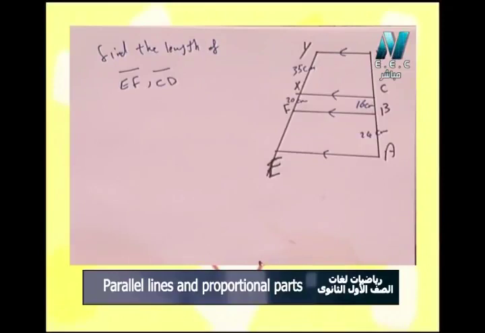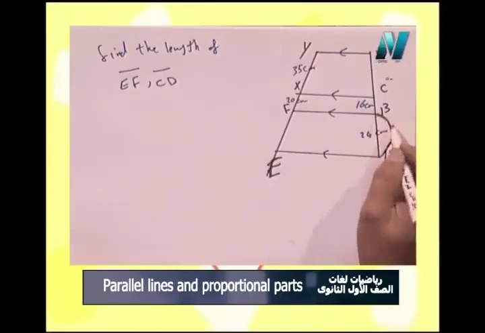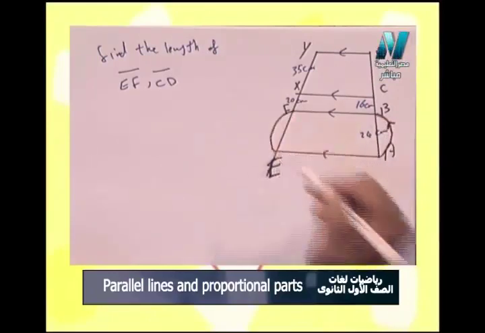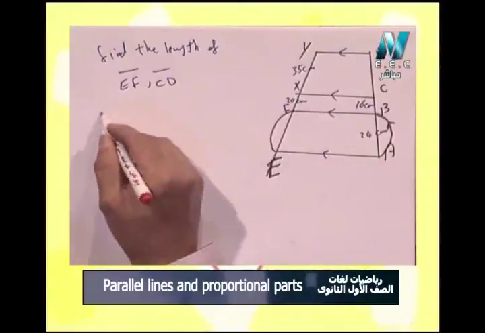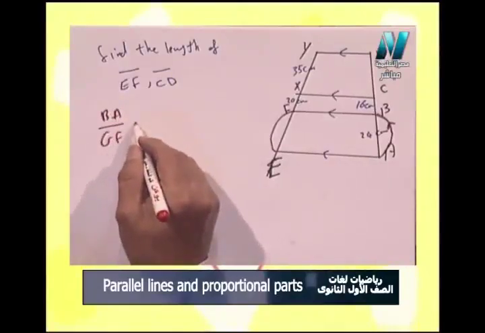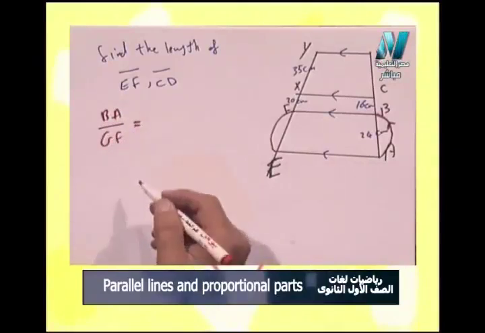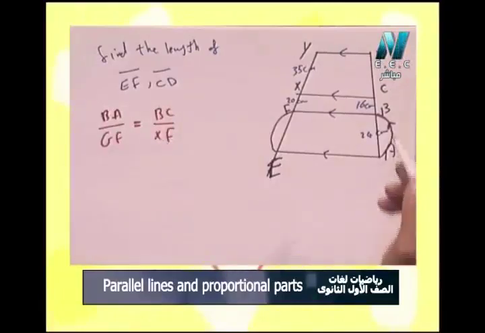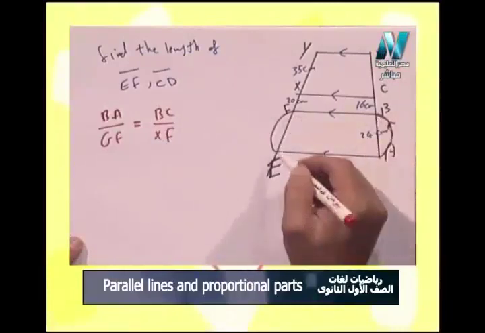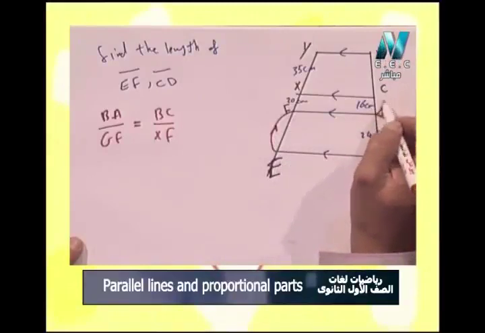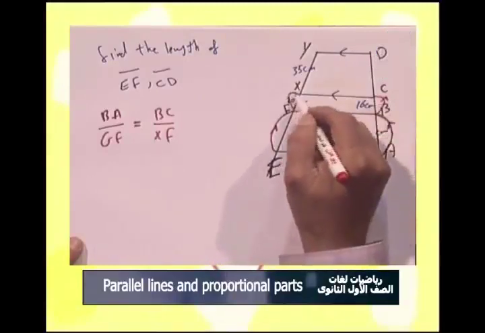We can say AB over GF, which is BA over GF, will be equal to BC, of course, over XF. This line segment over this line segment will be equal to BC over FX.